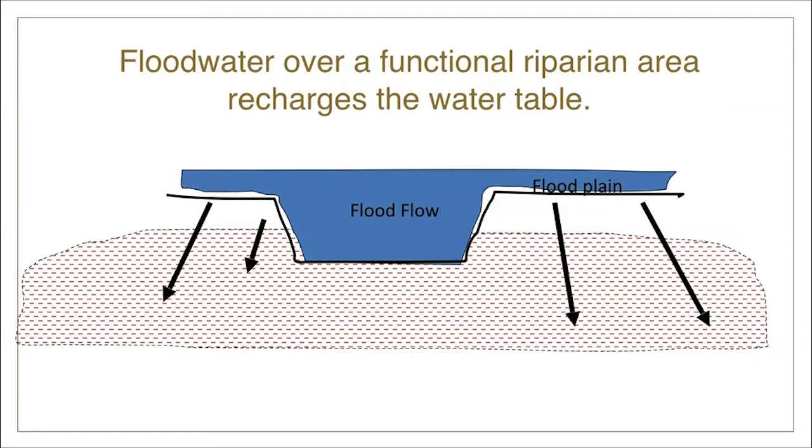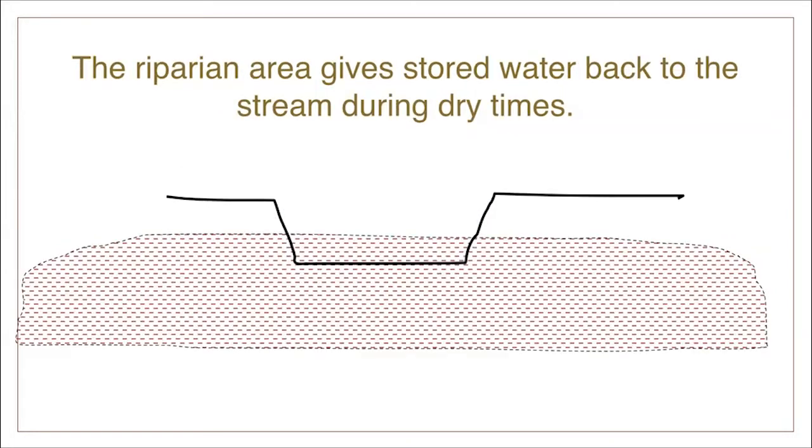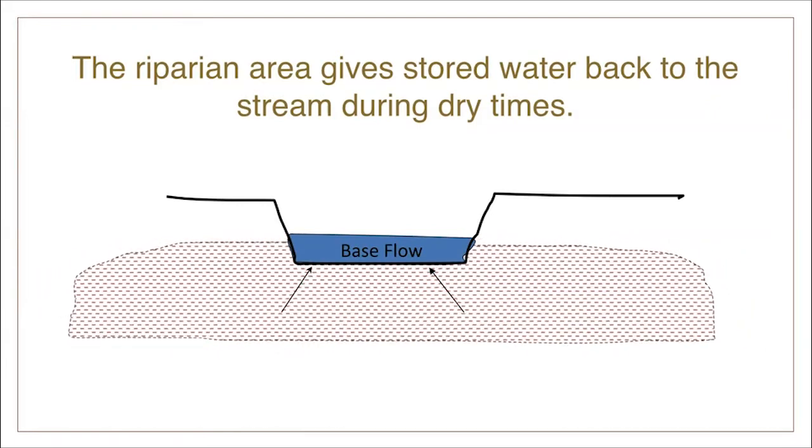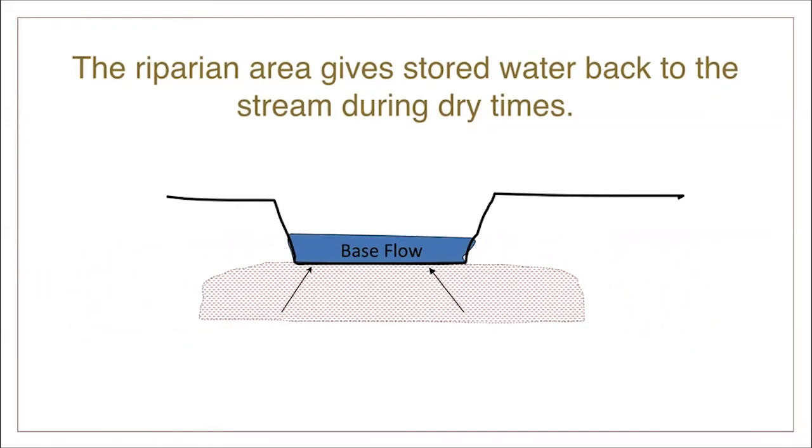The floodwater slows down and begins to soak in and saturate the soils of the floodplain, replenishing the stores of water held in the banks. We call this the riparian sponge, and it is this shallow water table that provides base flow for the river between rains. The riparian sponge gives stored water back to the stream during dry times.